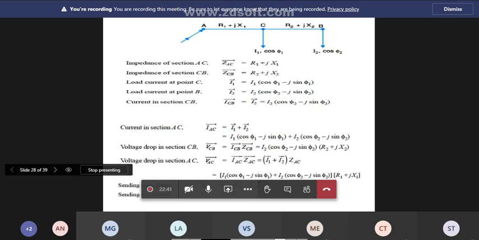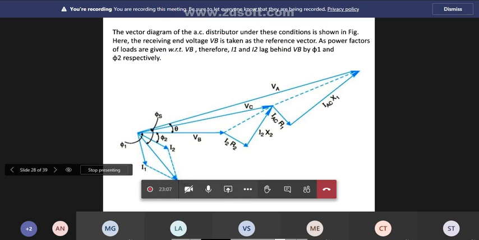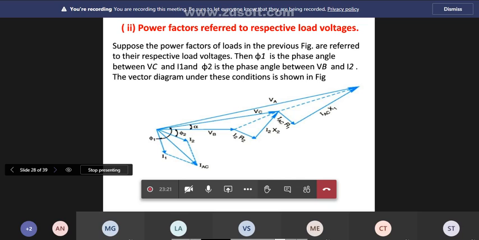So just from this diagram we can easily draw the vector diagram. VB is the reference, and adding the drop I2 R2 plus jI2 X2, we get VC. Then adding IAC R1 and IAC X1, we get VA. That is the vector diagram. I have put the image a little bigger, you don't need to be afraid of it, right? Next, like that you have to determine the voltage drop of each consumer.